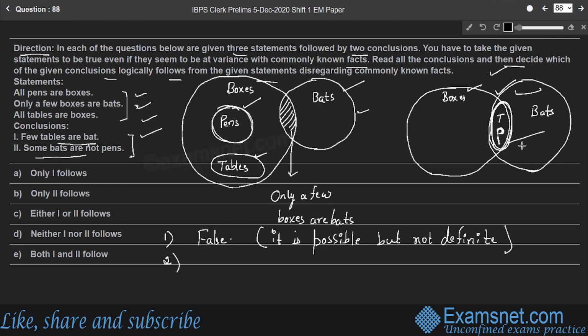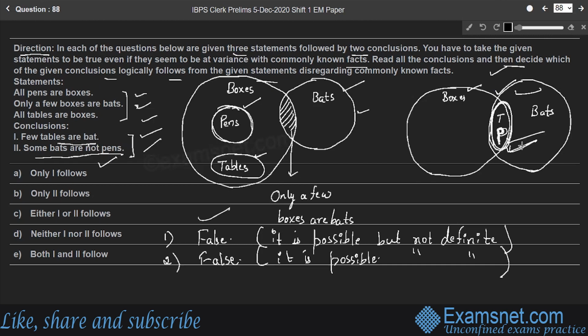So here some bats are not pens. Some bats can be pens, some bats cannot be pens. So they can be pens if the set of pens is included here in the common portion. So this conclusion is also false. Again, it is possible under some condition, that is if the set of pens is included in the common portion. Otherwise we cannot conclude that some bats are not pens, right? So it is possible again, but not definite.